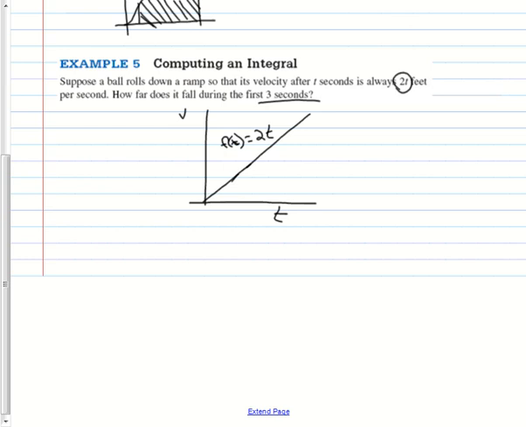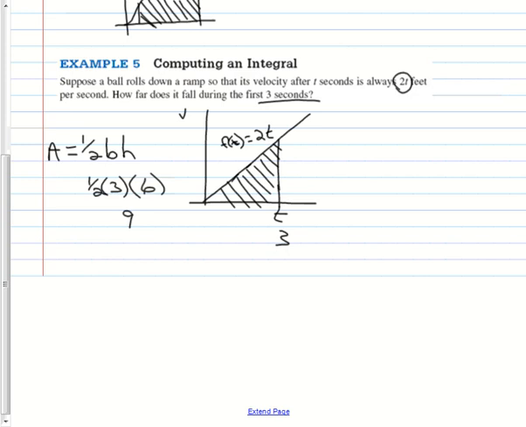And we are going to do it for 3 seconds. What's the shape of that area? That's a triangle. We're going to find the area, 1/2 base times height. 1/2 the base is what? 3. How do you get the height? We know how to get it, don't we? 3 times 2, or 2 times 3, which is 6. Sure enough, 1/2 times 3 times 6. 3 times 3 is 9. It's 9. What are the units? Feet squared.